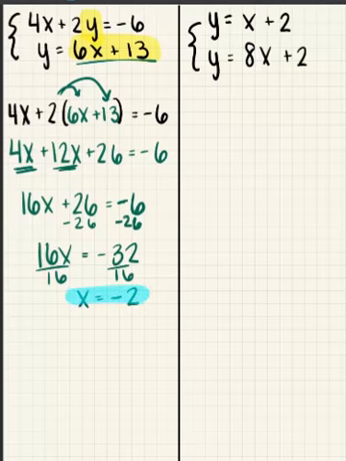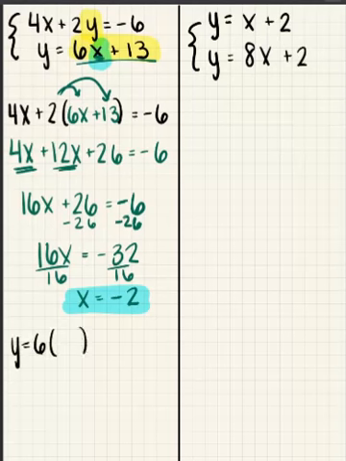X equals negative 2. I can take, just like I did last time, and plug it back in to the equation up here this time. I'm going to plug it in for x this time. So I would be starting with y equals 6 times whatever we learned that x is, negative 2, plus 13. And I'm going to put that negative 2 right on in there.